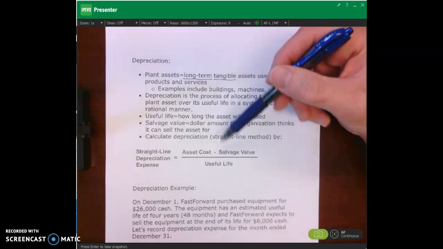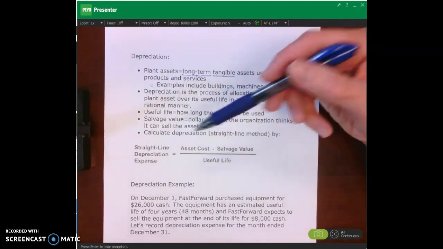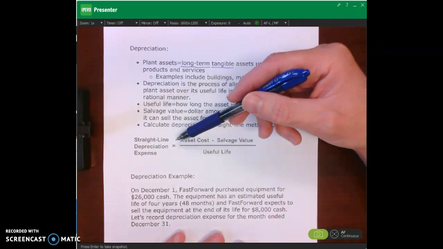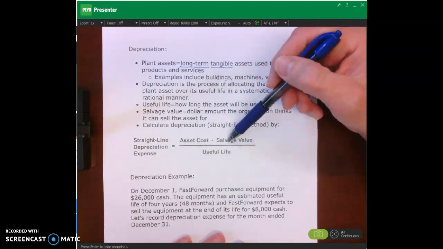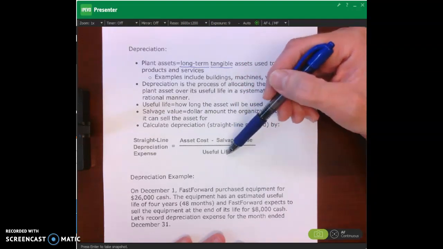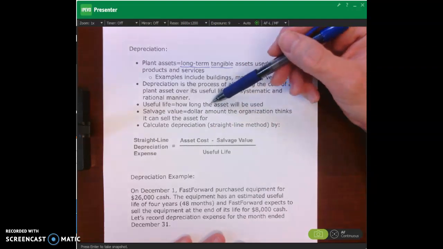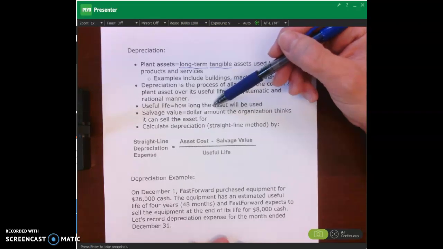Okay? If we look at our formula for calculating depreciation, and this is just called our straight line method, we take our asset cost minus our salvage value divided by our useful life. The useful life is our estimate of how long we think the asset will be used. 30 years, 20 years, 5 years.